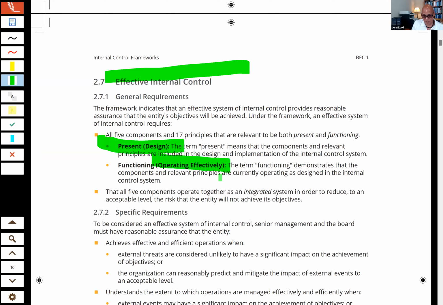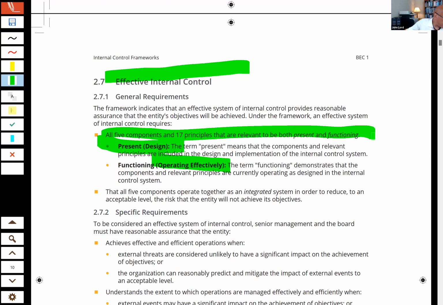People have to understand their responsibilities and they have to be able to perform that. So it's not enough to design all these great things and then they're not operating effectively because they're not being used properly or they're not being used at all. And so it is not just a matter of having these components and these principles. They have to have a good design and they have to be operating.